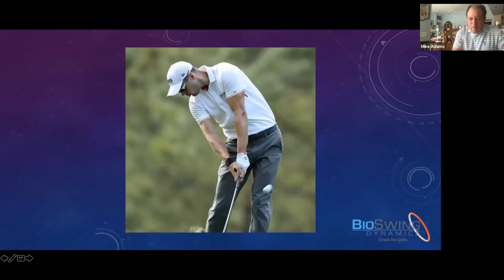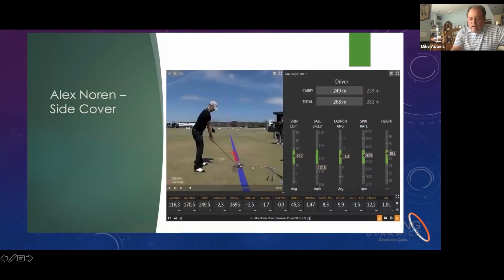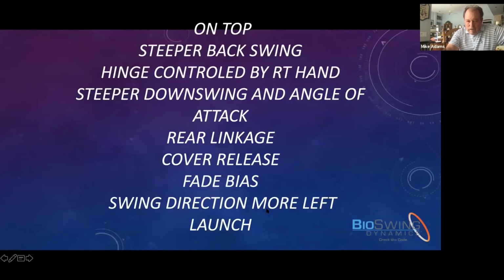Here's Martin Kaymer, right hand's more on top. Club swings more to the left. Excuse me, that's Stenson. Alex Noren, side cover. 2,700 spin, angle of attack down. Everybody, they do the same things.